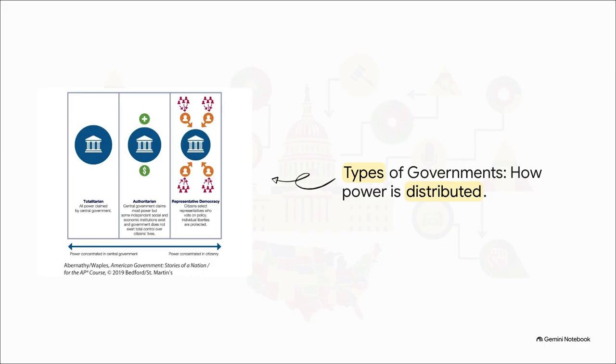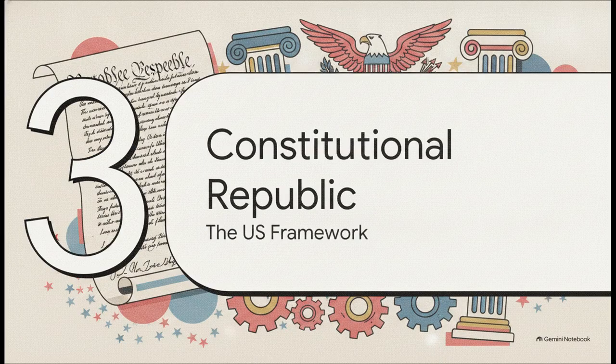Finally, over on the far right end, we have representative democracy. The power flow here is entirely different. It's concentrated in the citizenry, in us, who then select representatives to vote on policy, making sure individual liberties are actually protected. Next up is Section 3, the Constitutional Republic.